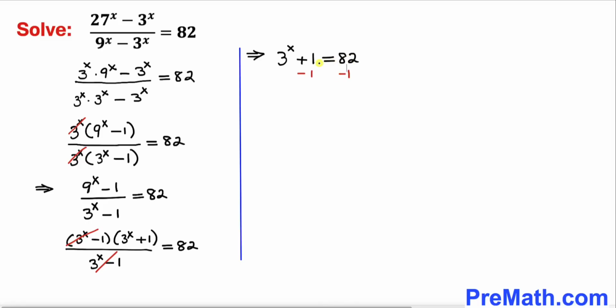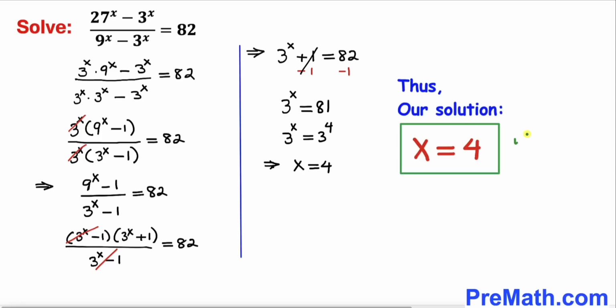Now let's go ahead and subtract 1 from both sides. This is gone. So we end up with 3^x equals 81. And now we know that 81 could be written as 3^4. So I can write 3^x equals 3^4. Now we can see that these bases are the same, so we can equate our exponents as well. Our x value turns out to be simply 4. So thus our solution turns out to be x equals 4.